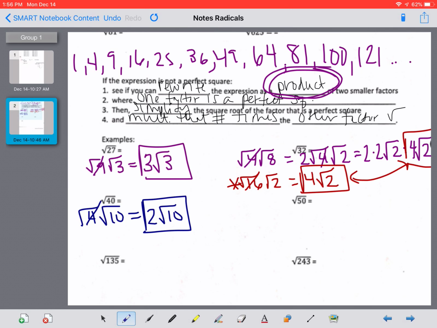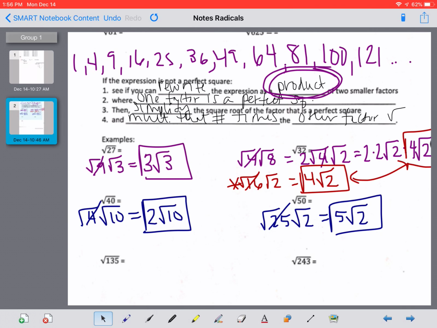For the square root of 50, one of these purple numbers at the top that evenly go into 50 is 25. And it goes in there 2 times, so I rewrite it as multiplication. Then we ask ourselves, what is the square root of 25? It's 5. We don't know what the square root of 2 is, so we leave it square root 2.